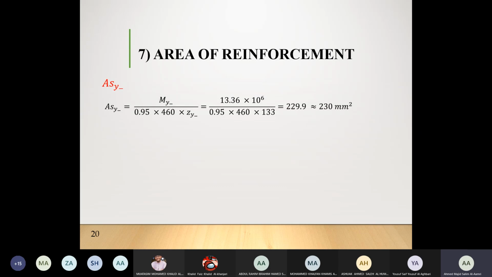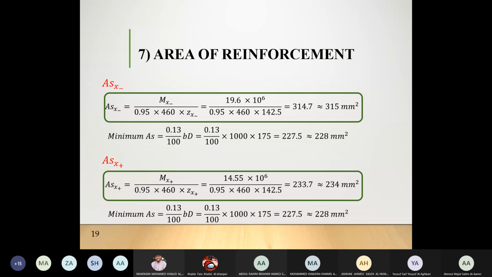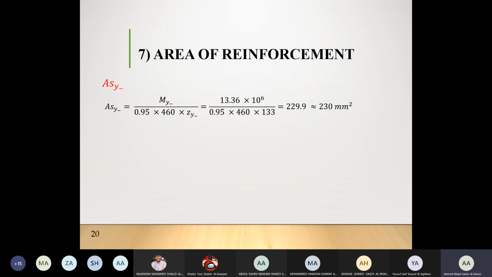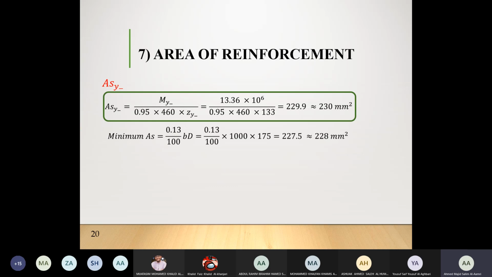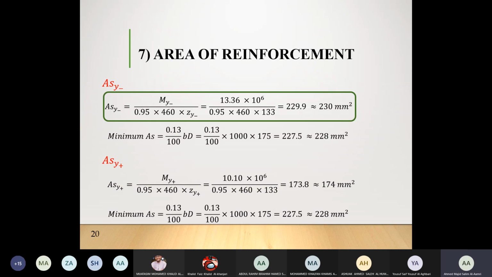Now, the last thing: we have found the required reinforcement. We have found for ASX negative 315, for ASX positive we have 234, and then for Y we have 230 for negative, and then we have 228 for the positive one.